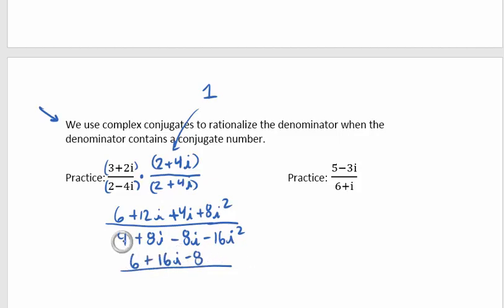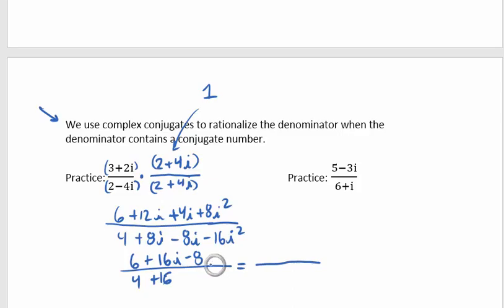Let's see. 4 is going to stay 4. Positive 8i, negative 8i, those are gone. Now remember, i squared is going to be a negative 1, which would negate that negative, so this is really going to be positive 16 down here. Okay, let's see if I got just enough room to finish this here.